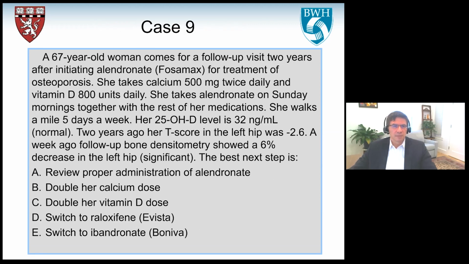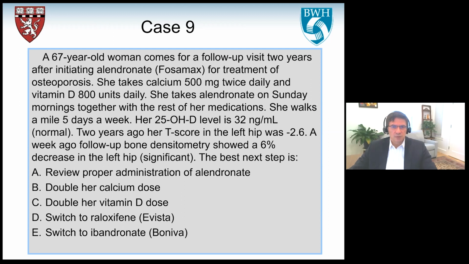Case 9. A 67-year-old woman comes for a follow-up visit 2 years after initiating alendronate, or Fosamax, for treatment of osteoporosis. She takes calcium 500 milligrams twice daily and vitamin D 800 units daily. She takes alendronate on Sunday mornings together with the rest of her medications. She walks a mile 5 days a week. Her 25-hydroxyvitamin D level is 32 nanograms per mL, which is normal.